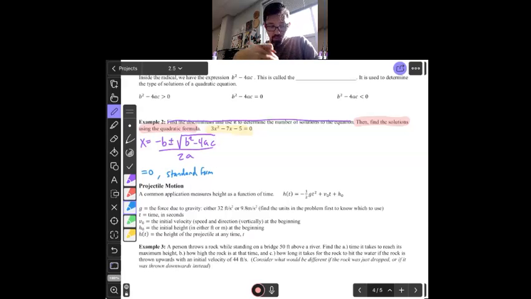This problem is in standard form. It's equal to 0. So a equals 3, b equals negative 7, c equals negative 5.